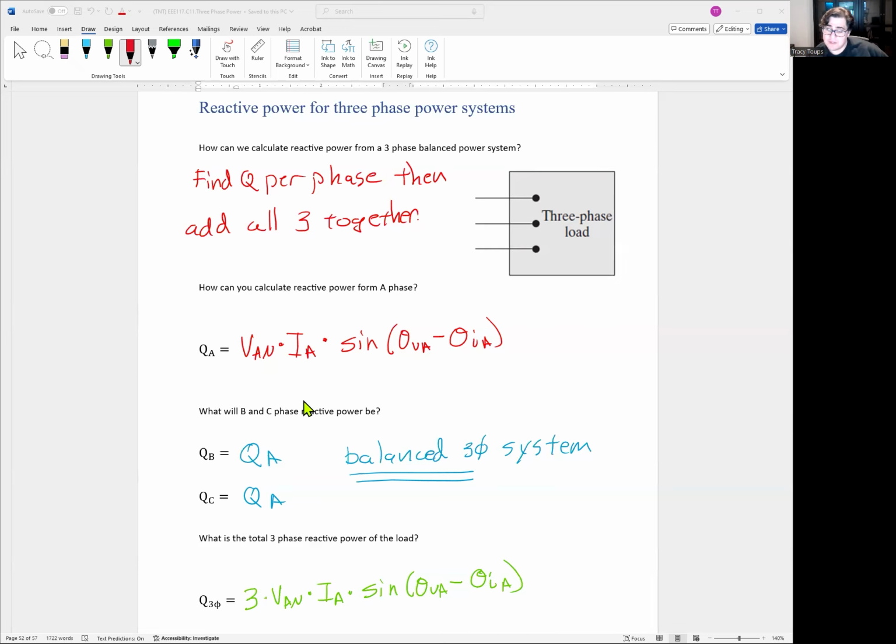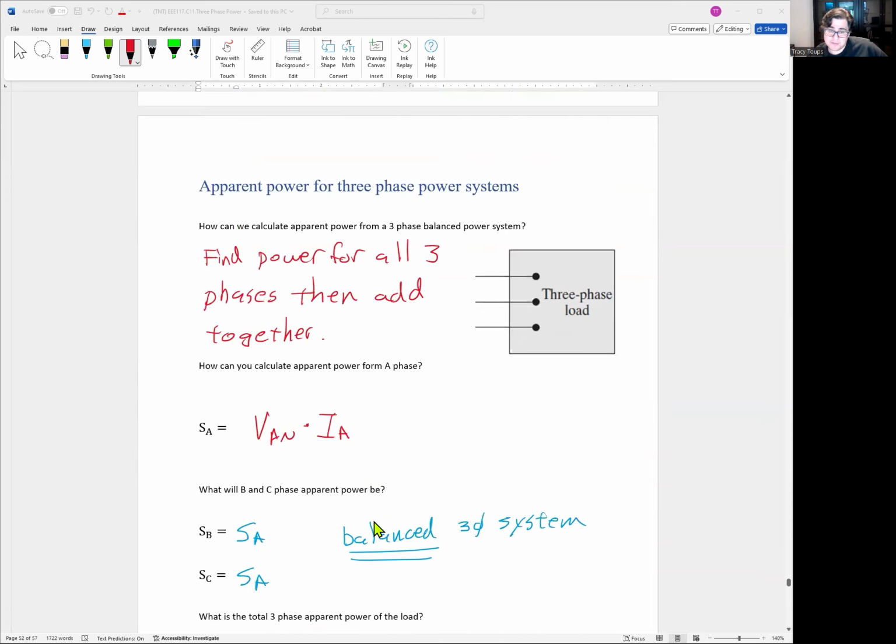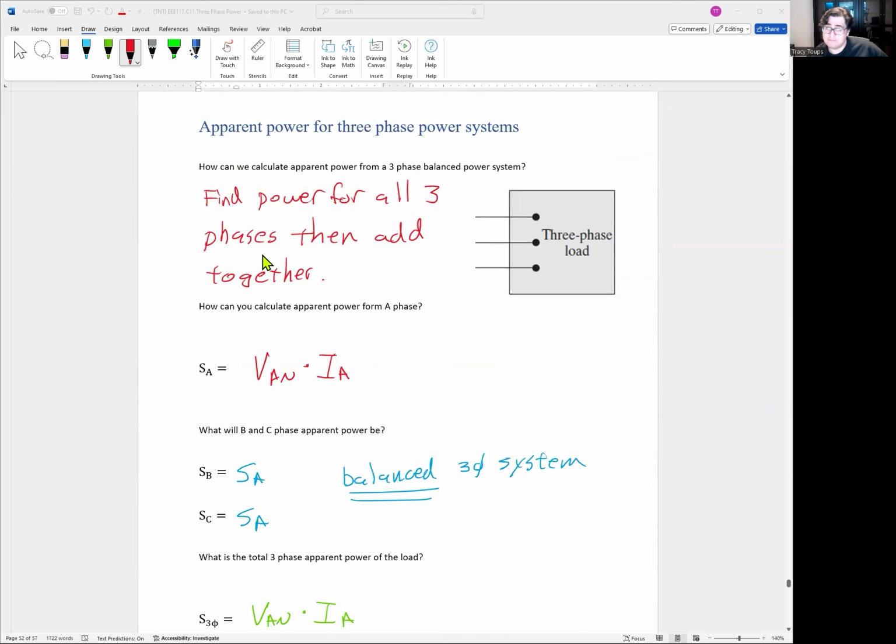Again, it's a balanced three-phase system. So ultimately, three-phase reactive power is just 3 times A phase reactive power, or 3 times VAN times IA times sine, remember sine, of theta VA minus theta IA. Okay. So as you can see, three-phase power is actually very simple. As long as you know A phase power, as long as you know single-phase power, three-phase power is literally 3 times more.